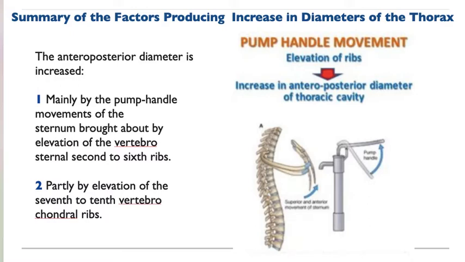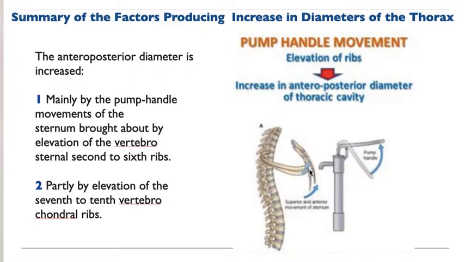Summarize the factors producing increase in diameter of the thorax. The anterior posterior diameter is increased basically by the pump handle movement of the sternum. Okay, this is the pump handle. You can see it is moving superiorly and anteriorly, just like the way the sternum is moving, right?